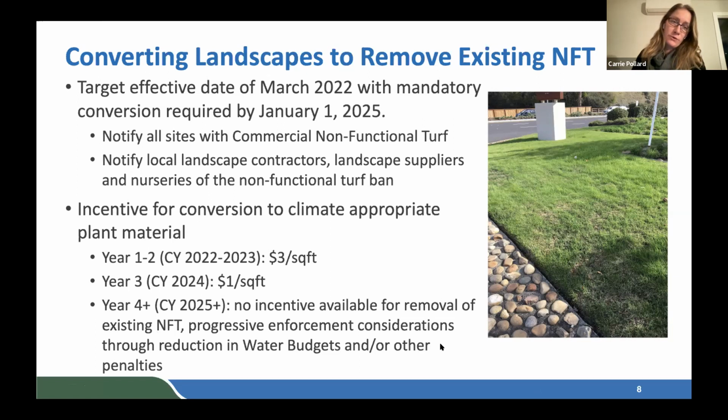And then in year 4, there would be no incentive available for the removal, and staff would develop progressive enforcement to really encourage customers to maintain compliance or obtain compliance. Some ideas where we might look at enforcement or some mechanisms we might use would be a reduction in water budgets, and another might be through penalties.